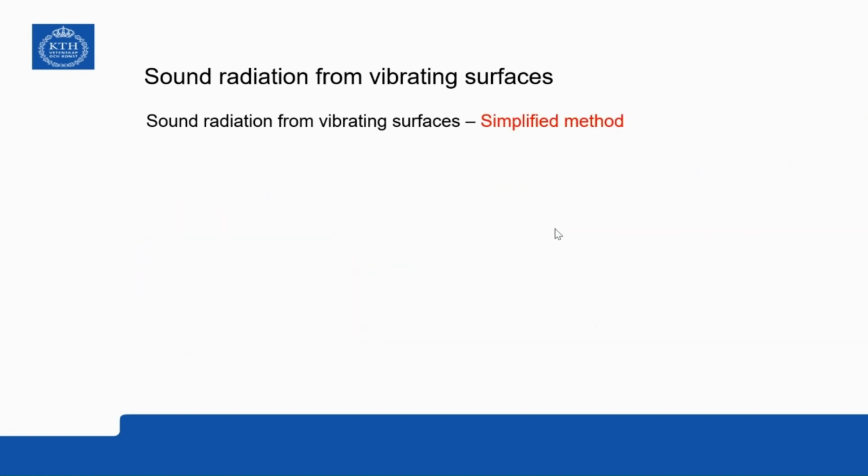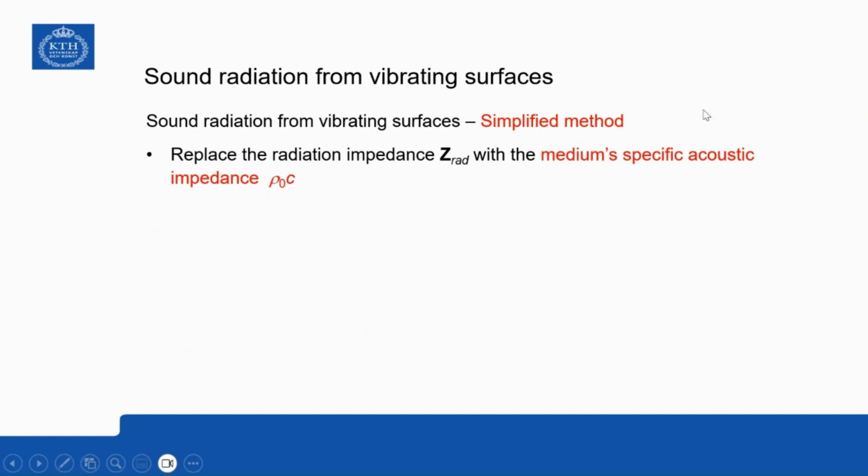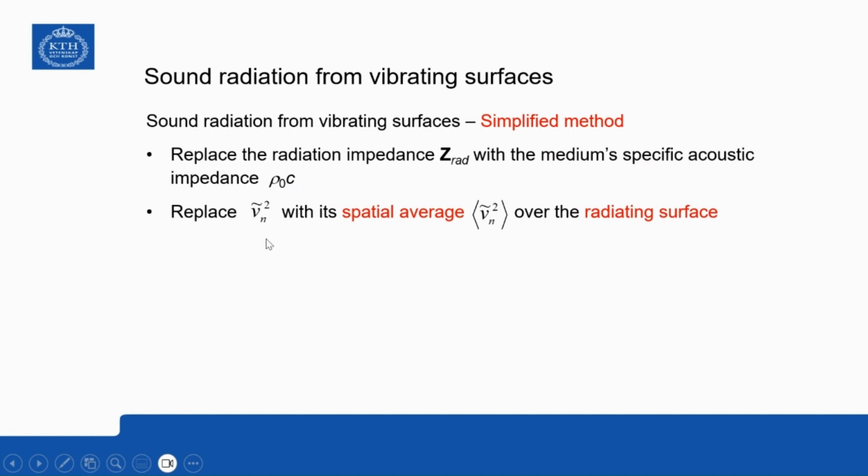Now, if we go to the simplified method I mentioned in the beginning, what we first do to get a simplified version of this integral formula is to replace the radiation impedance with the medium's specific acoustic impedance, this rho c. So the surrounding medium's specific acoustic impedance we use as radiation impedance. This is, of course, a great approximation. Then we replace the mean square normal component of the vibration velocity at the specific point we consider by the spatial average over the full vibrating surface. This parenthesis here denotes the spatial average.